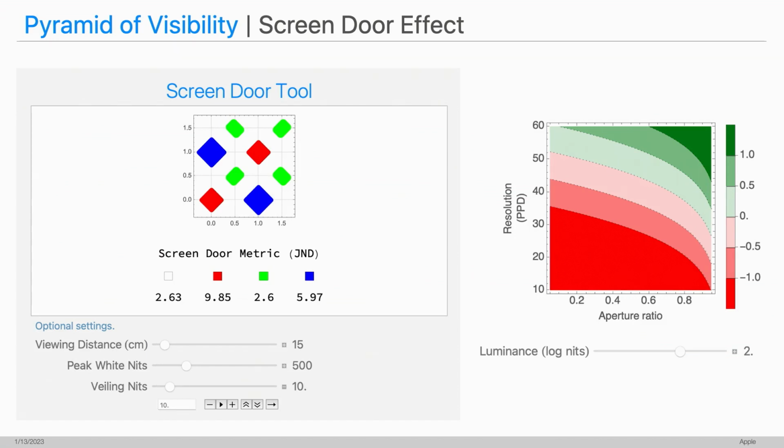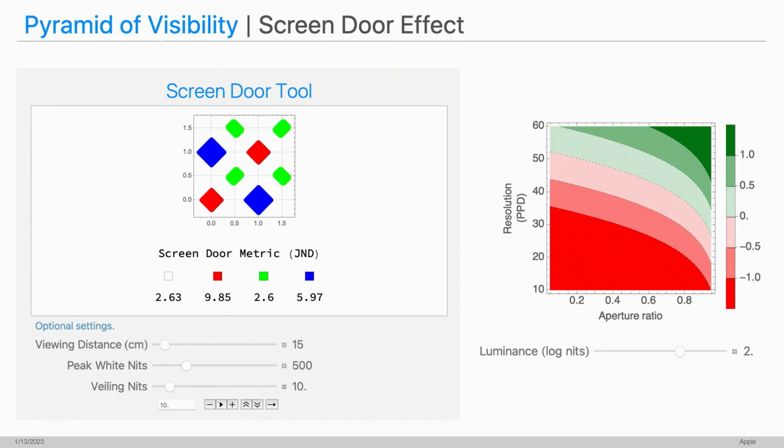And that, in turn, allows us to build nice little tools like this, where what we're doing is we're saying, well, all right, let's suppose we have this pixel arrangement, and let's suppose the viewing distance is such and such, and the peak luminance is such and such, and the veiling luminance is such and such. And these are the J&Ds of visible artifact that would result. And, of course, we can have a full white screen, which would produce a certain amount of J&Ds, or we can have a full red screen, or full green, or full blue.